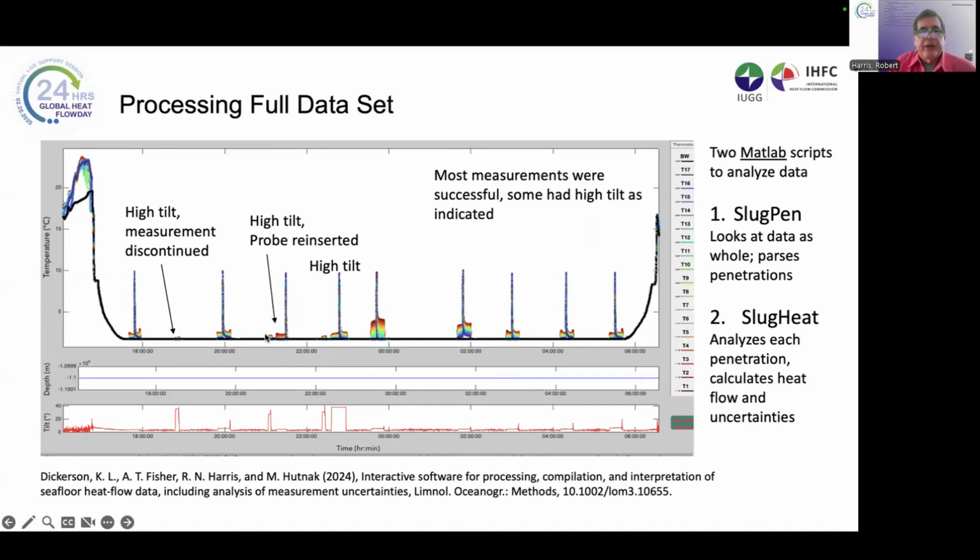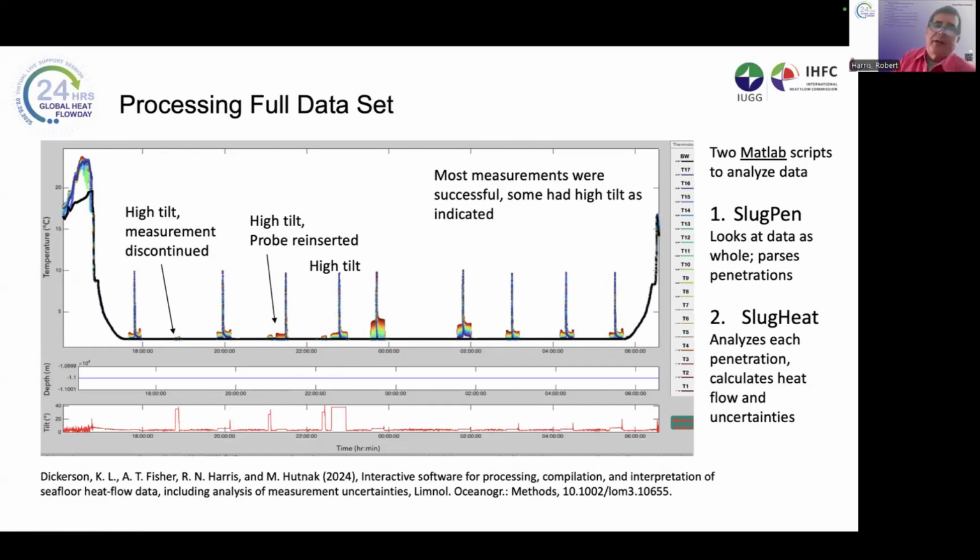Repeat the process. In this case, it looks like the probe tipped over or had a high tilt, so we picked it up off the bottom and reinserted it. But again, we got another high tilt in this case, or actually, we got a good measurement here. And then there was another one with a high tilt. So this was a hard bottom. We pulled it off the bottom, and then we got a successful measurement, although a very high tilt here. And then the rest of these look like successful heat flow measurements.